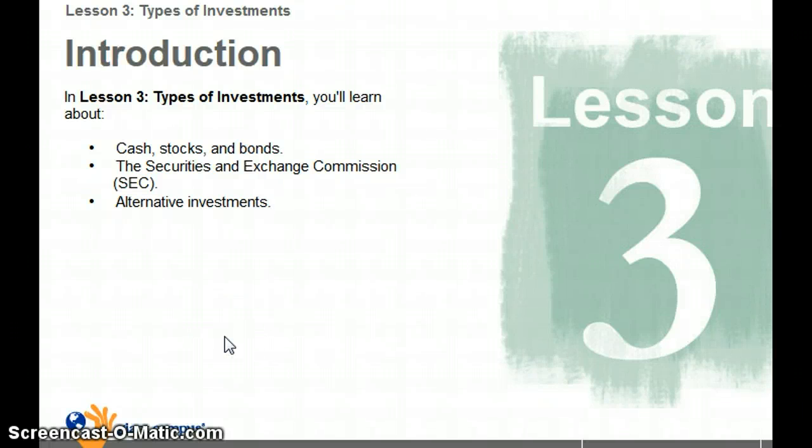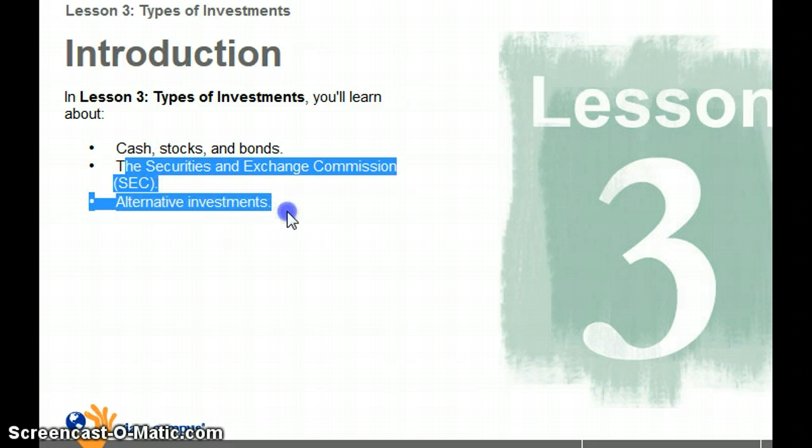So let's start part 3 of unit 4 of personal finance. Here we're going to talk about cash, stocks, bonds, the Securities Exchange Commission, and alternative investments.